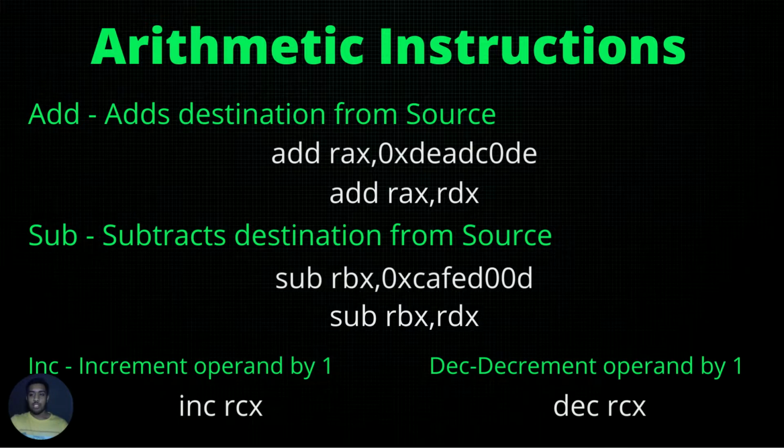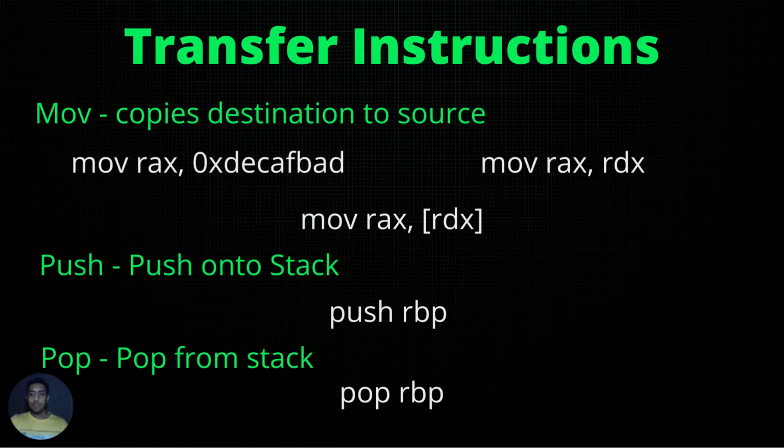As for the subtract instruction, the first example represents that the value 0xcafedude is subtracted from the value of the RBX register, and the result is stored in the RBX register. In a similar fashion, it operates on two given registers, RBX and RDX. Similarly, there also exist increment and decrement instructions.